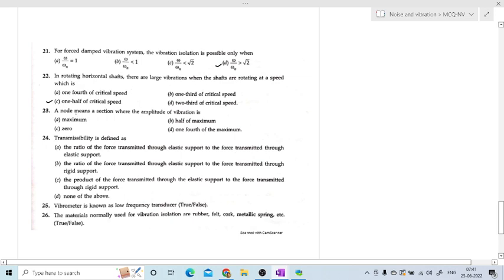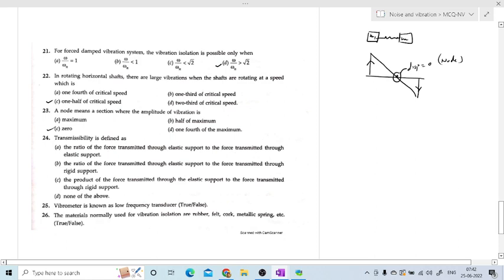Okay, next, a node means — आता नोड म्हणजे काय सांगतो — during the vibration, suppose one mass is vibrating in this direction and other mass is vibrating in this direction, means we have a two mass system. Suppose this is the system, okay, mass 1 and mass 2. Then there is one point where the displacement is 0, and that point is called a node point. Okay, now read. A node means section where amplitude of vibration, means displacement of vibration, is 0.